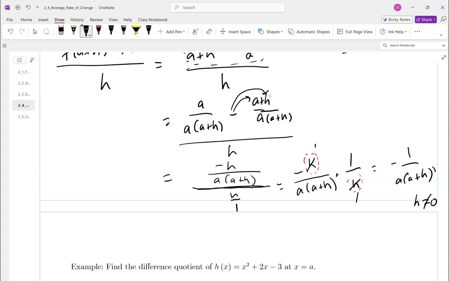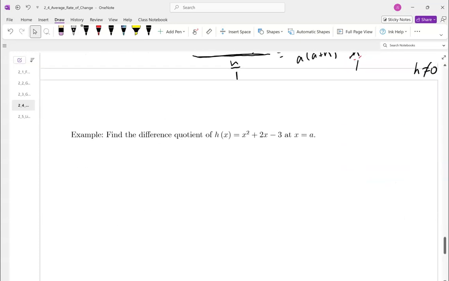Either way, it means the same thing. You can put the negative on the top or the negative out in front. It'll mean the same thing in this case, since there's only one term. Ordinarily, we would write it all the way out in front, but it doesn't matter if you put it in the numerator or not.